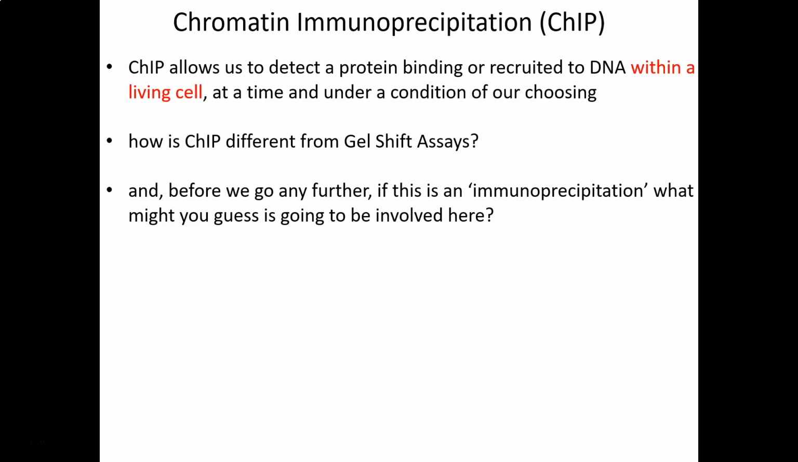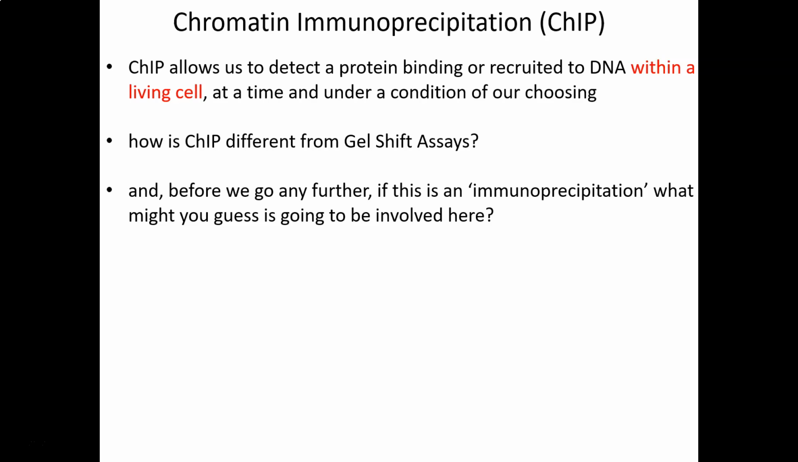No subunit of mediator would ever bind to any DNA we throw at it in a gel shift assay because there's no direct interaction between mediator and DNA. But in ChIP, we can see that mediator is recruited to DNA. ChIP allows us to detect a protein of our choosing being recruited to DNA under whatever condition we're studying.